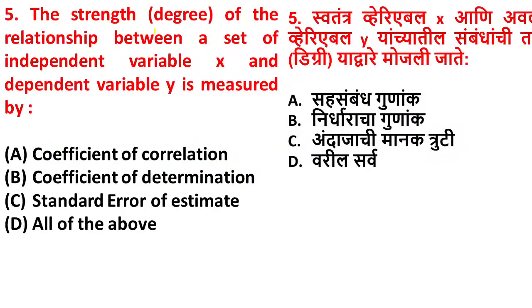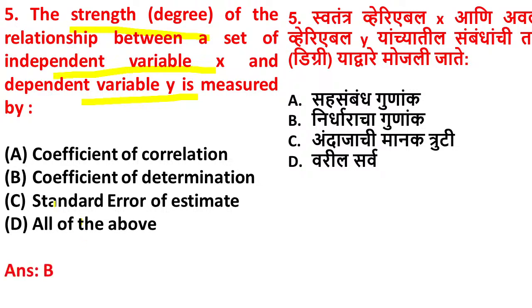Question number 5. The strength or degree of the relationship between a set of independent variable x and dependent variable y is measured by. Option A, coefficient of correlation. Option B, coefficient of determination. Option C, standard error of estimate. Option D, all of the above.